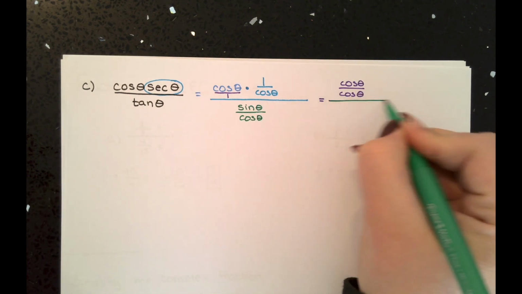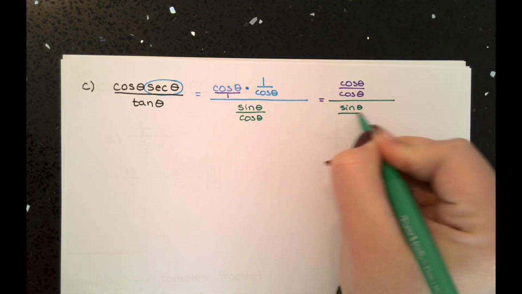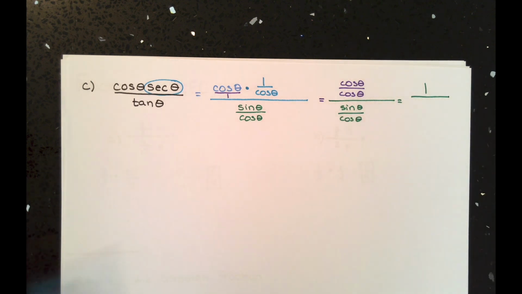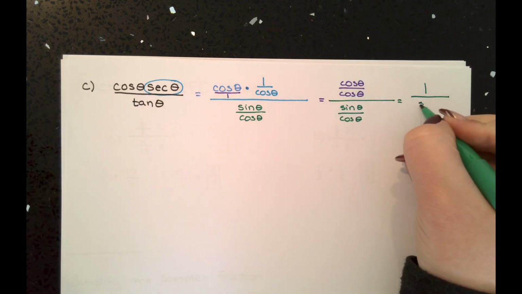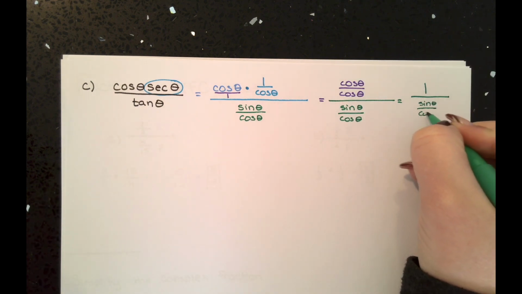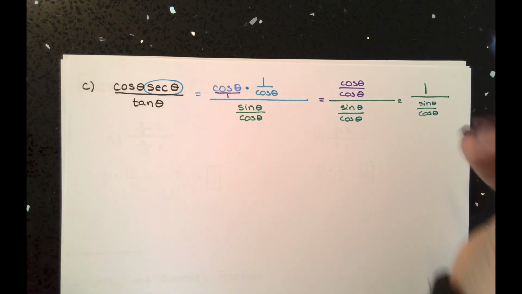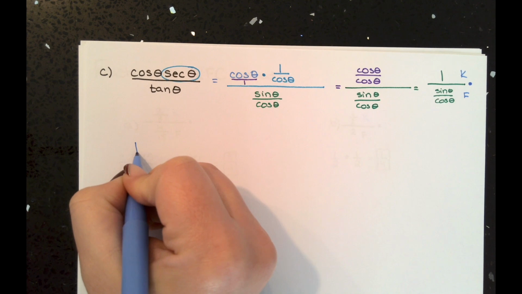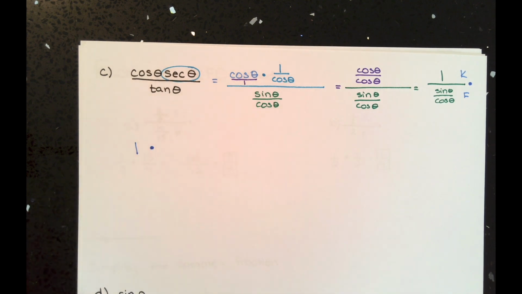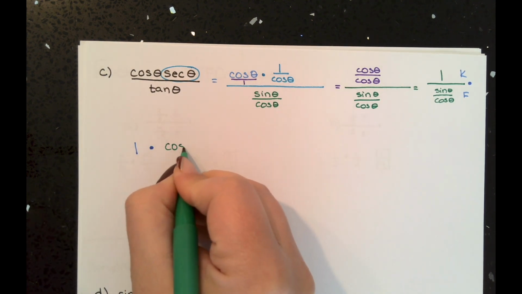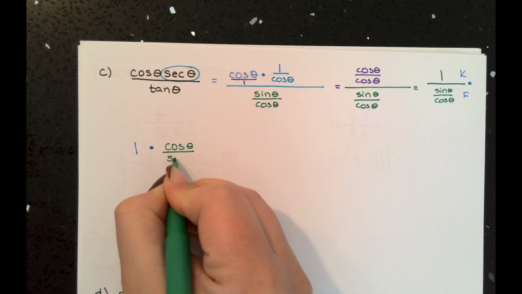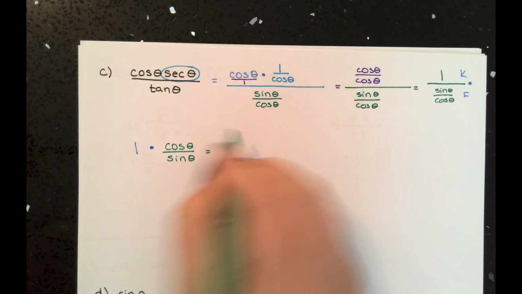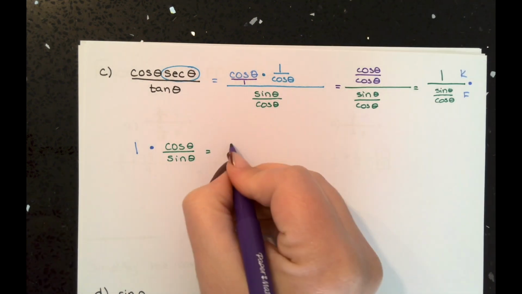Let's go ahead and do this. We have 1 over sine of theta over cosine of theta. So we're going to keep, change, flip. We are keeping 1, changing to multiplication, and flipping to cosine of theta over sine of theta. This is just being multiplied by 1, so it stays the same as cosine over sine.